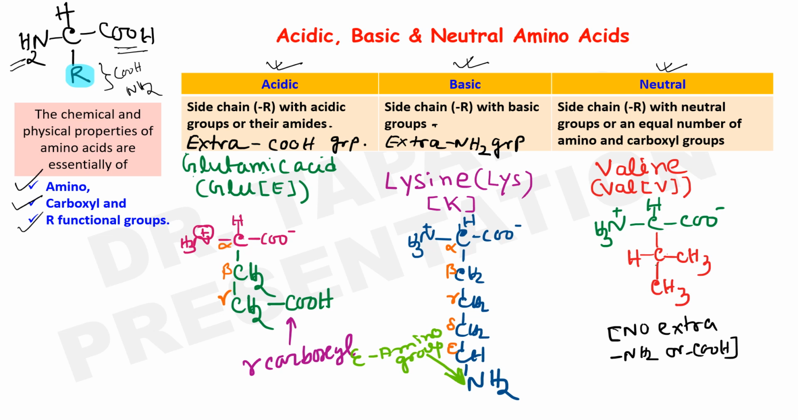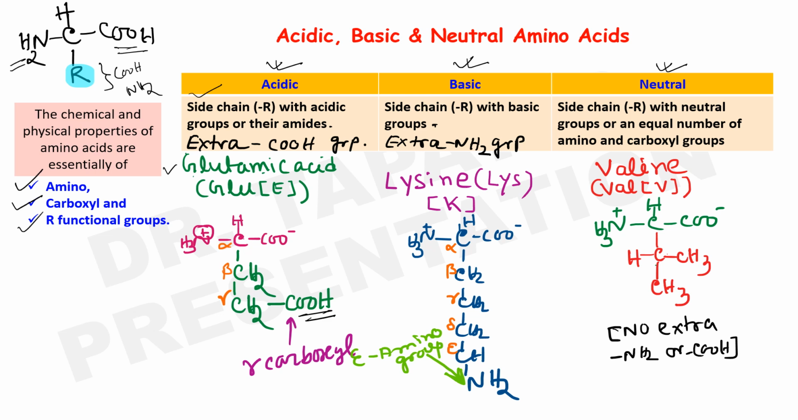If you consider acidic amino acids, the side chain, that means R, has acidic groups, in that case an extra COOH group is present. An example is glutamic acid, where you will find an extra COOH group attached with the gamma carbon. So that carboxyl is known as the gamma carboxyl group. Due to the presence of the extra COOH, it is an acidic amino acid.